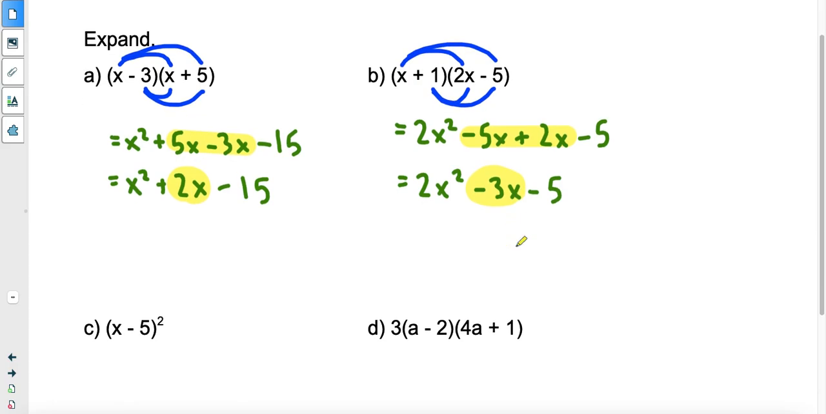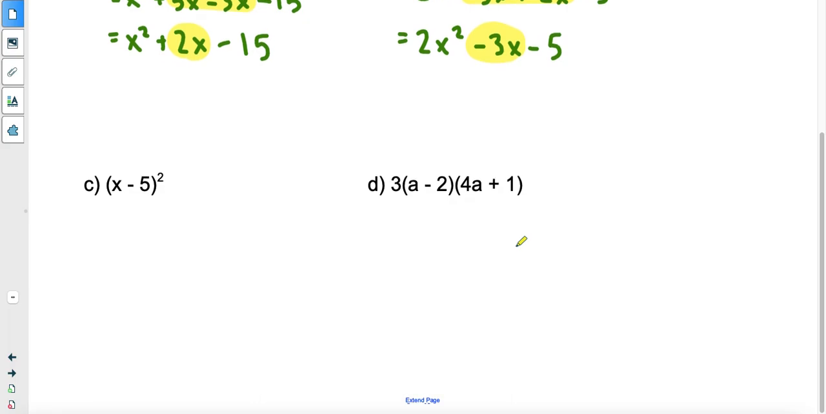Okay. Next example, x minus 5 squared. Well, remember, if you square a number, that means you're multiplying that number by itself. So if I take x minus 5 and square it, what that means is I'm multiplying x minus 5 by itself. So let's go ahead and do that. Here, I'm going to multiply x minus 5 by itself. And just like before, I'm going to take everything inside my first bracket here and multiply it by everything inside my second bracket.